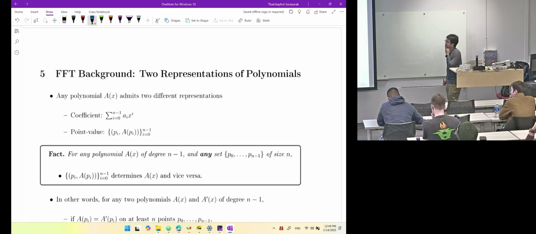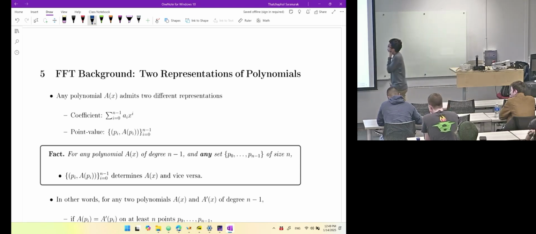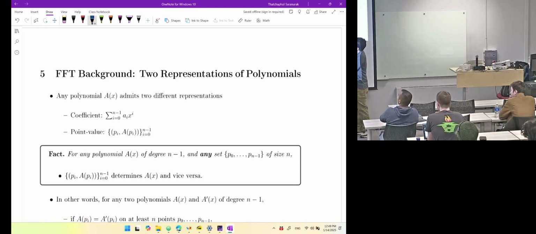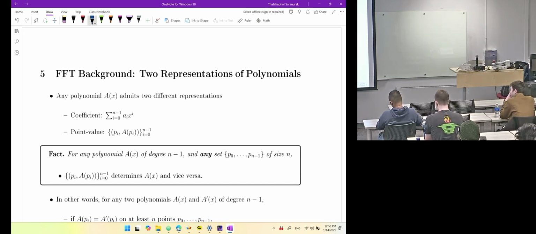Let me talk about some background here. When you look at polynomials, so far how we represent a polynomial is just using its coefficients. If a polynomial has degree n, then I just list the coefficients from a0 to an-1. That's just a list of numbers here.